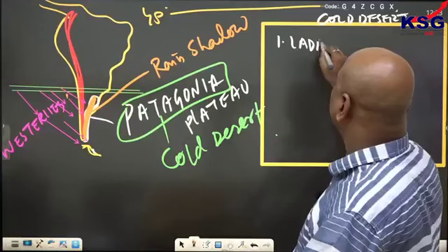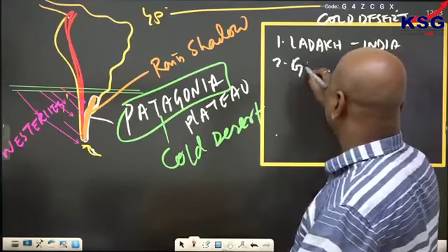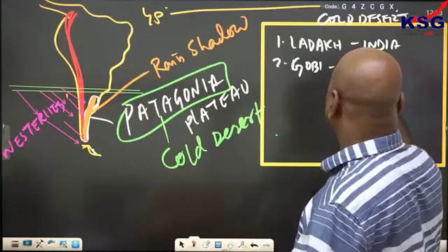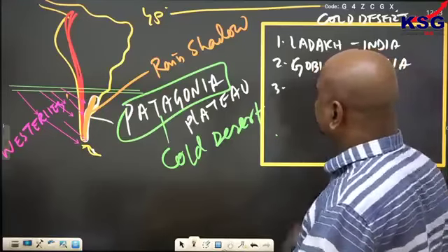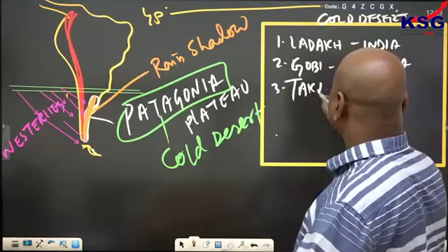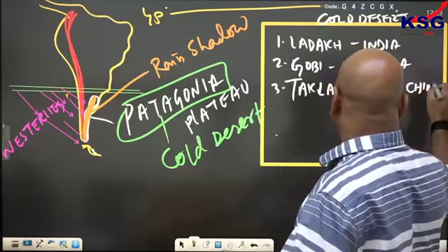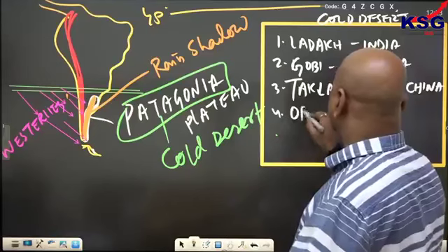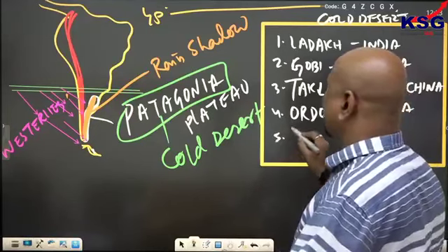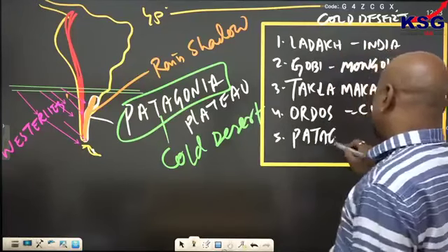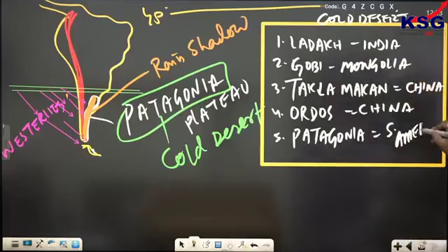लद्दाख. लद्दाख in India. Gobi desert. Gobi desert in Mongolia. Third one, Taklamakan. Taklamakan is in China. Fourth one, Ordos. Ordos desert is in China. Fifth one, Patagonia. Patagonia is in South America. ये सब है कोल्ड डेजर्ट है.